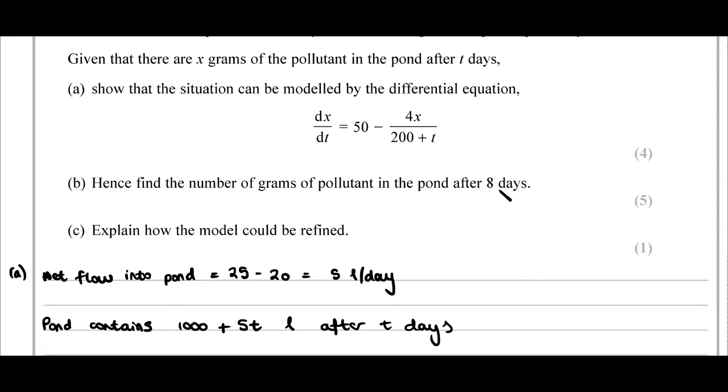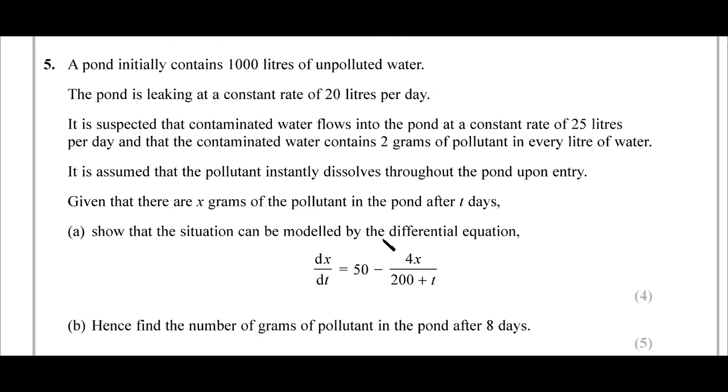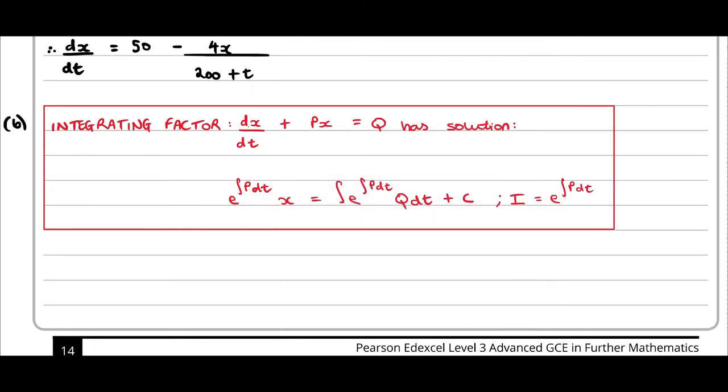Now for part B, we have to find the number of grams of pollutant in the pond after 2 days. And we can do that by solving this differential equation using the integrating factor, which I will write up right now. So for the integrating factor, we have dx over dt plus P multiplied by x equals Q. And this has solutions e to the power of the integral of P dt multiplied by x equals the integral of e to the power of the integral of P dt multiplied by Q with respect to t plus some constant c. And the integrating factor I is equal to e to the power of the integral of P with respect to t.